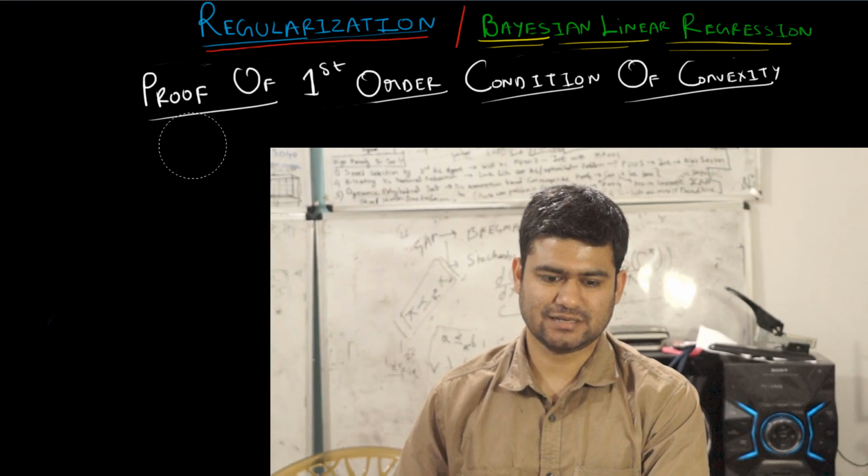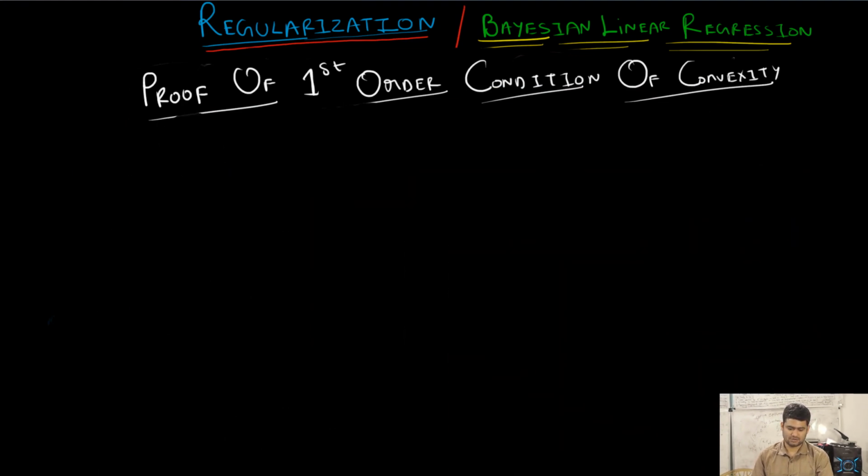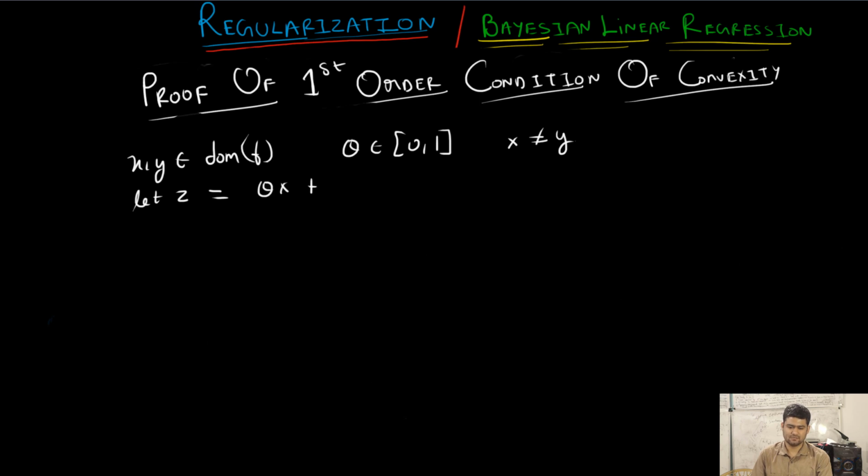So assume that x and y belong to the domain of the function, and theta belongs to [0, 1]. This is a closed set, and that x is not equal to y. And let z be theta times x plus 1 minus theta times y.